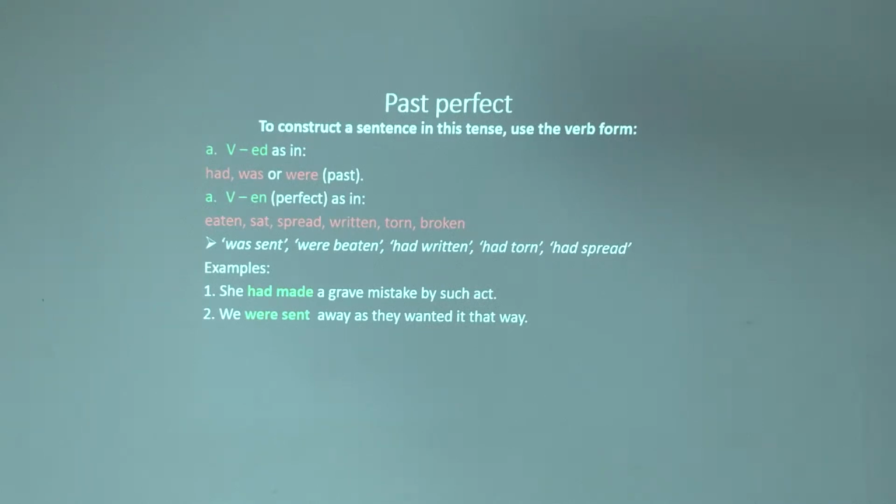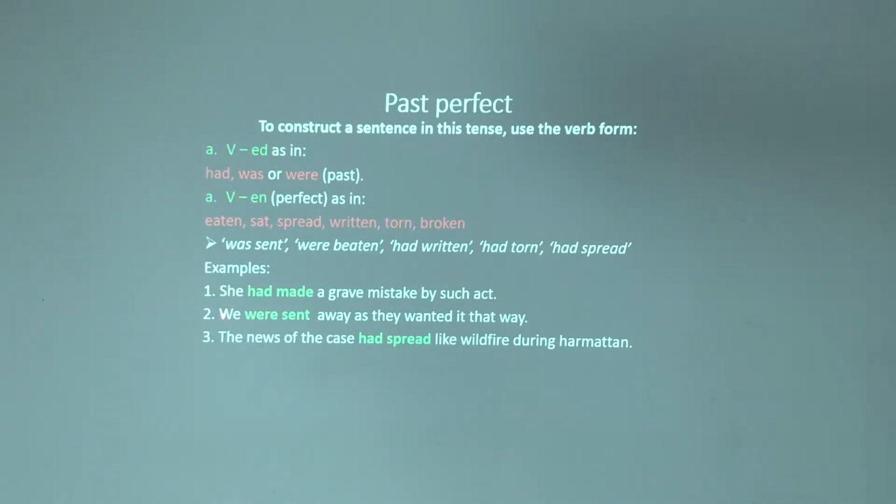We were sent away as they wanted it that way. Were sent. Were is past, sent is perfect. The news of the case had spread like wildfire during Harmattan. Had is past, spread is perfect, so had spread. Good. When we look at example 2, we use were because of the subject.